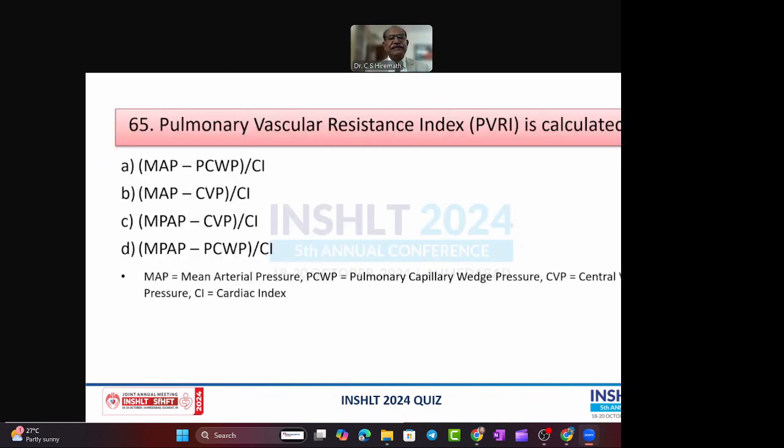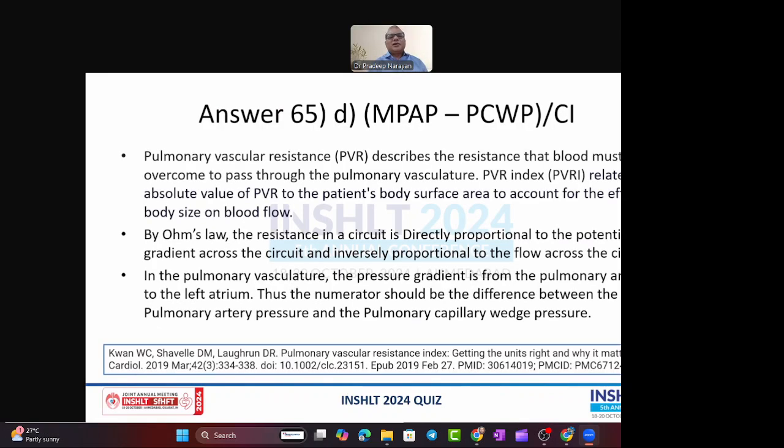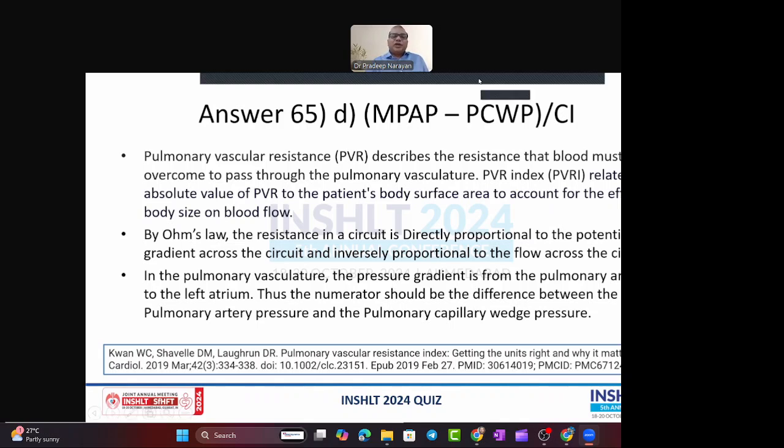A pulmonary vascular resistance index (PVRI) is calculated as? So it's D. And there is a lot of explanation here, which is very, very interesting, because what you are looking at is the gradient. The gradient between basically the pulmonary artery and the left atrium. The pulmonary artery pressure is one pressure, and the left atrial pressure is measured, as we all know, by the pulmonary capillary wedge pressure. So this is the gradient, and that is divided by the cardiac index to get the ratio.